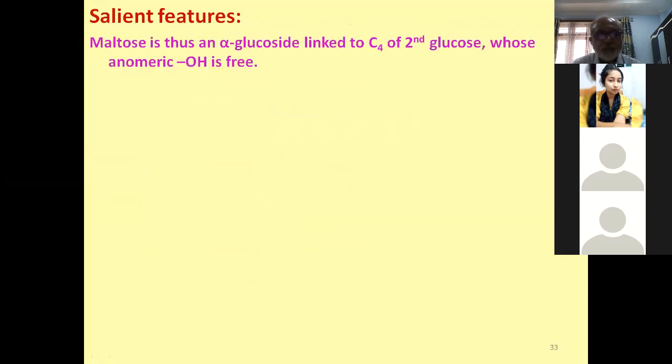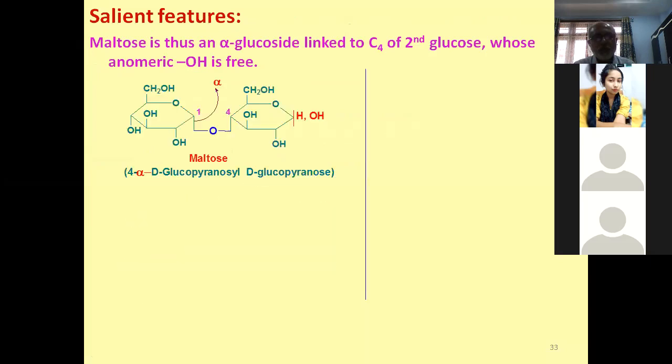Next, when we see the salient feature of all these structures, maltose is thus an alpha glucoside linked to C4 of the second glucose, whose anomeric OH group is free. So we can see the structure of maltose like this.